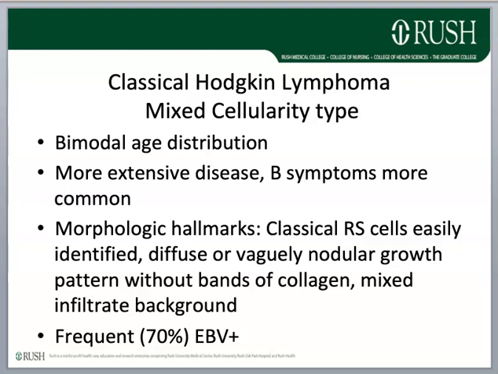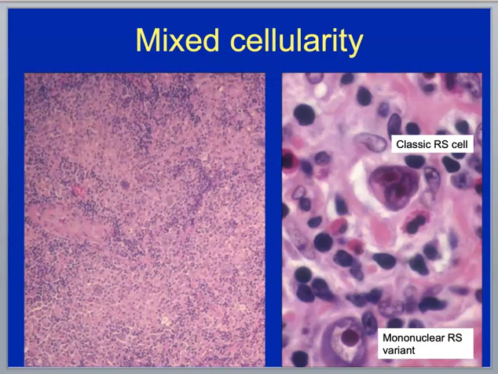The background infiltrate is also similarly variable, but typically consists of a mixture of eosinophils, neutrophils, macrophages, and plasma cells. Another distinctive thing about this variant is its frequent association with Epstein-Barr virus. So in the mixed cellularity type, again on the left, this is a low-power view. There's a somewhat vaguely nodular appearance, but mostly it's a diffuse infiltrate.